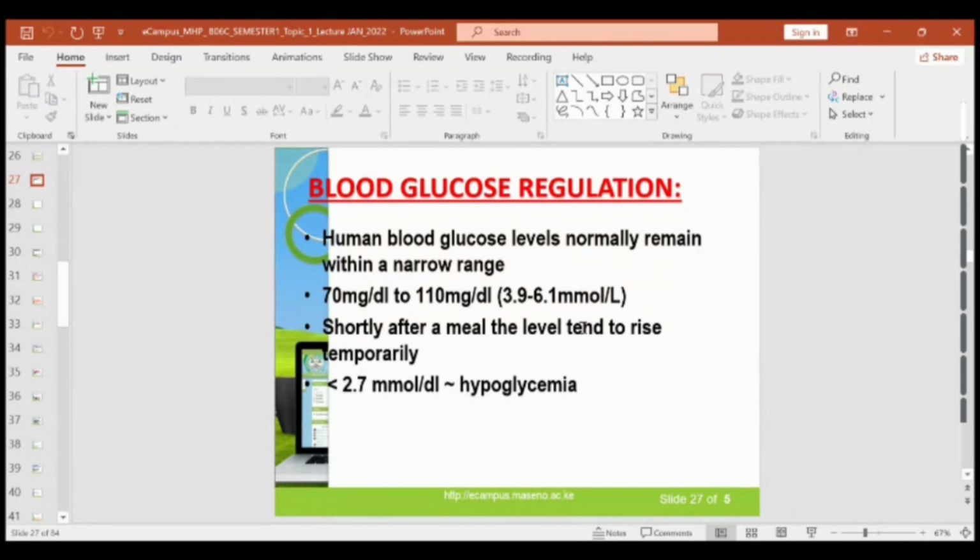So shortly after you take a meal, the blood glucose will tend to rise for 2 to 3 hours, considering it takes about 3 hours for the process of digestion to be completed. And the blood glucose usually hardly goes below 2.7 for normal people. Anything below 2.7 we consider to be hypoglycemia, and anything above 7.8 we consider hyperglycemia and the conditions associated with it. So as for today, we'll focus our attention between 2.7 on the lower side and 7.8 on the higher side.